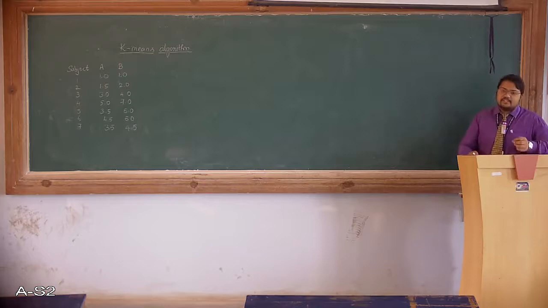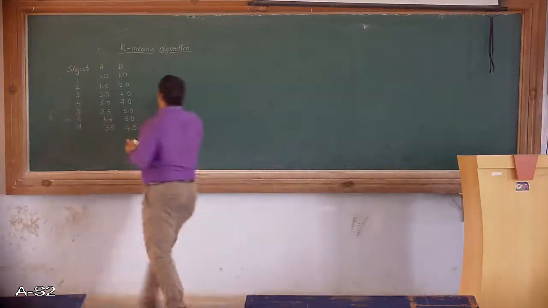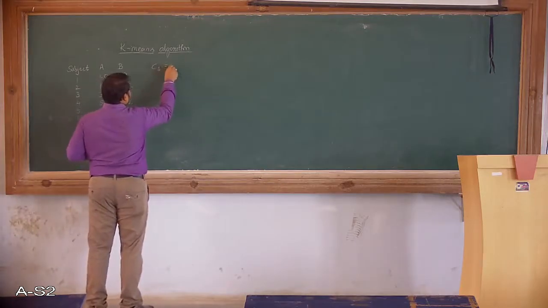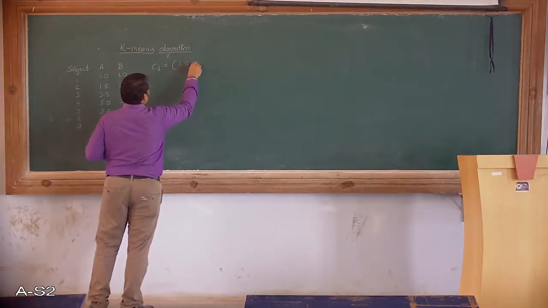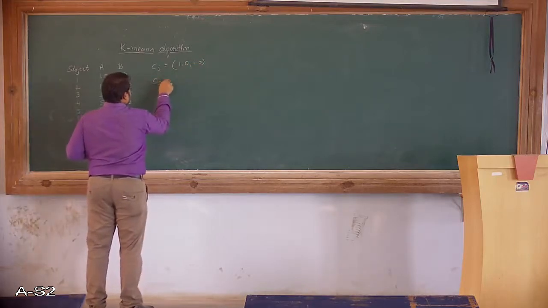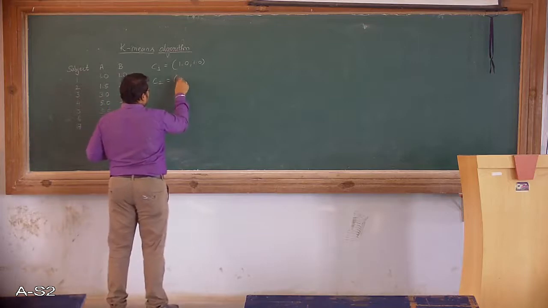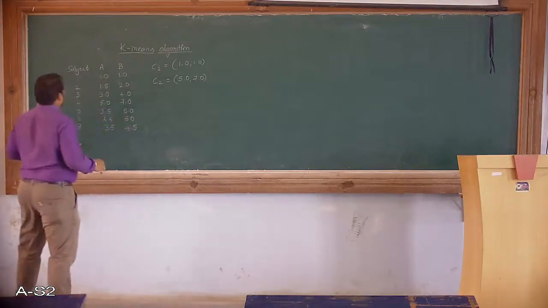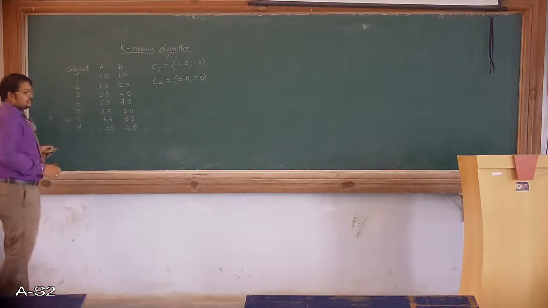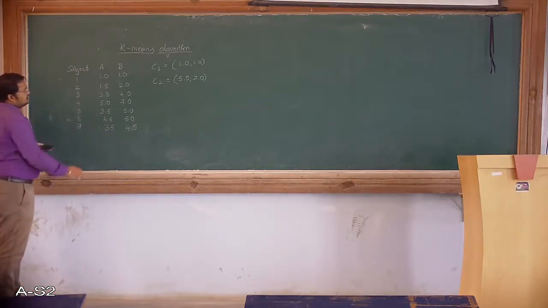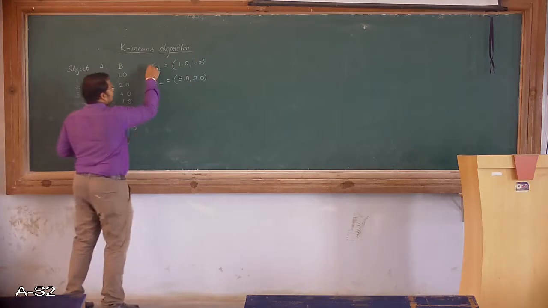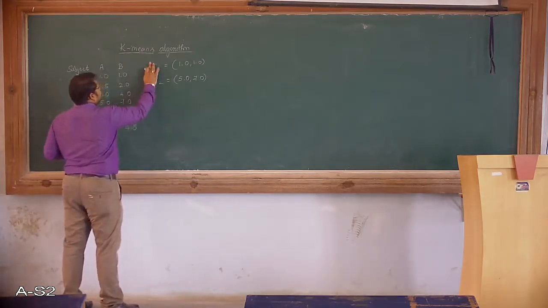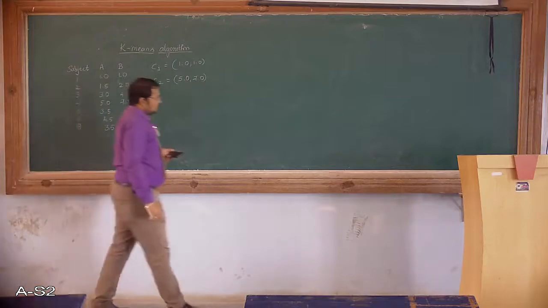Here the initial clusters have been given, that is, the seeds. The initial cluster C1 is 1.0 comma 1.0, and the second cluster C2 is 5.0 and 7.0. These are the scores of individuals. We have taken 7 individuals and 2 different subjects, and these are the initial clusters from which you have to classify these scores.